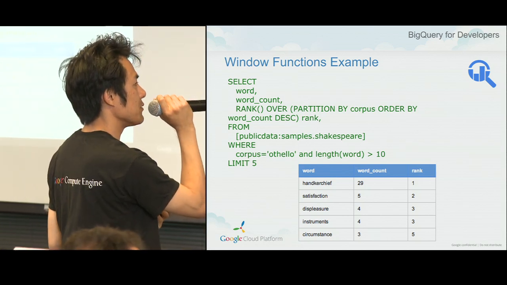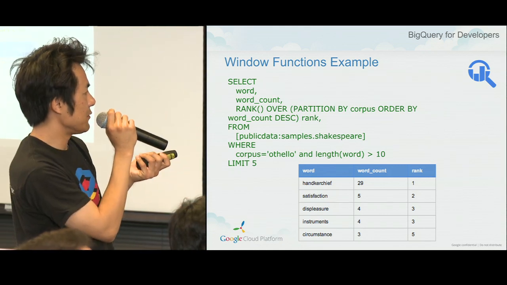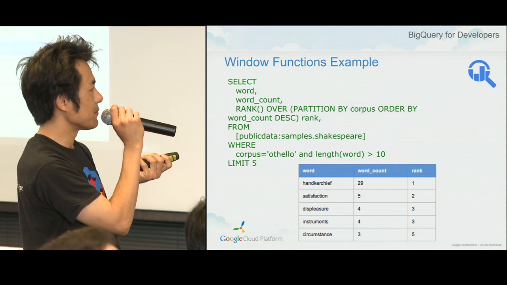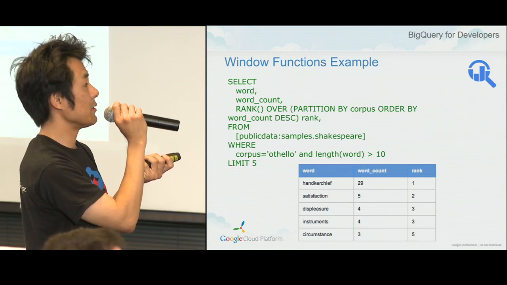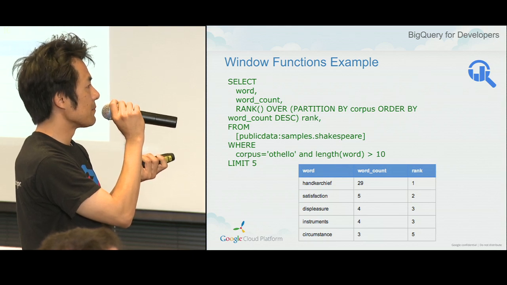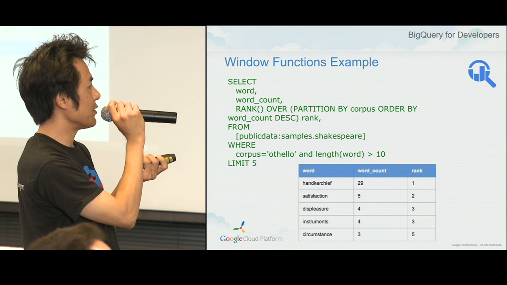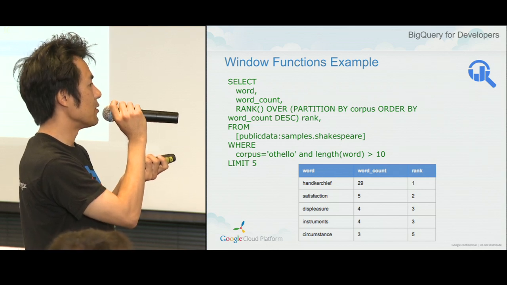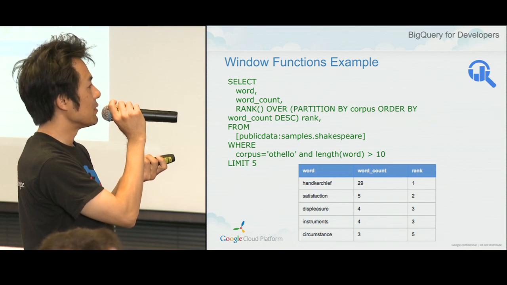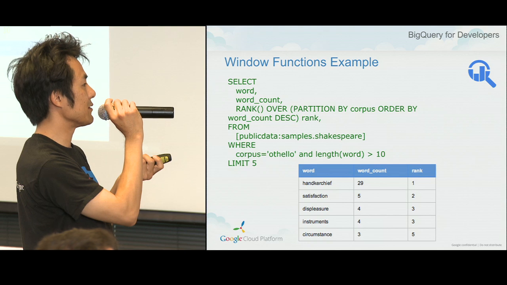So here is a window function example. This rank function is a ranking for each group of the data. So if we partition by corpus, order by word count, we have a ranking: ranking by word count, partitioned by the corpus name.